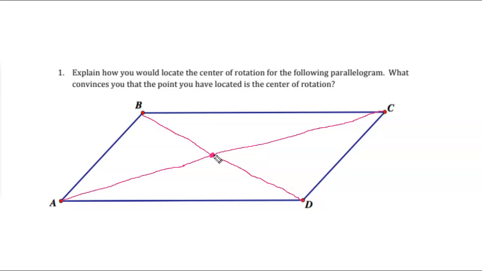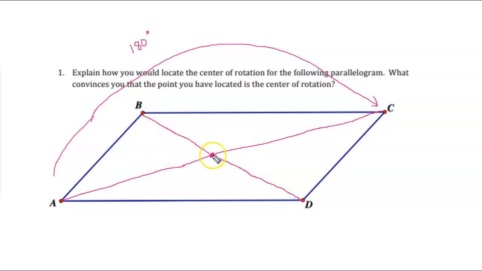And then if we rotate the shape around this point, we find that this parallelogram has a 180-degree rotational symmetry. So 180 degrees around this point, and A lands on C, B lands on D, and D lands on B, and C lands on A, and we still have a parallelogram. So the easiest way to find that point of rotational symmetry, the center of rotation, is to draw the diagonals of the parallelogram, and the point where they intersect is the center.